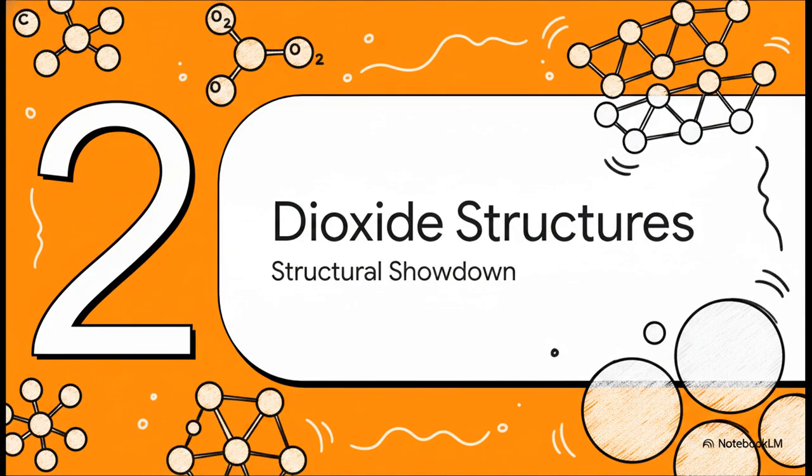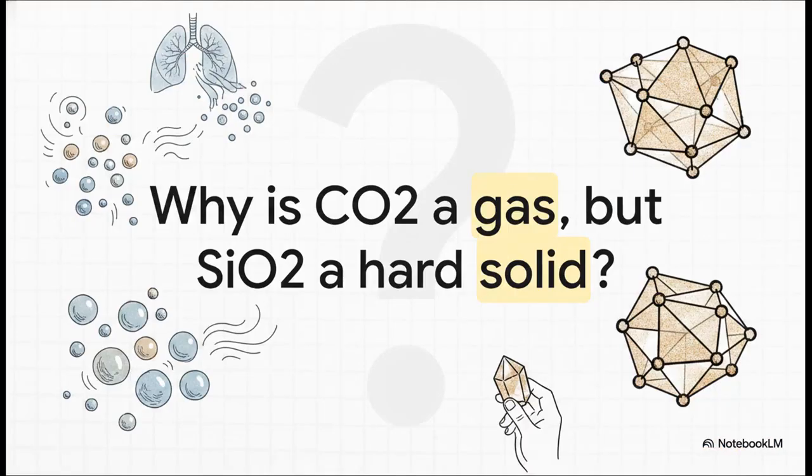Moving on to Section 2, comparing dioxide structures, the great structural showdown. Examiners absolutely love testing this difference. Carbon and silicon are right next to each other in Group 14, and both react with two oxygens. Yet one is the invisible gas we breathe out, and the other is literally sand and solid quartz. I mean, just imagine if we walked around exhaling solid quartz. It's wild to think about.